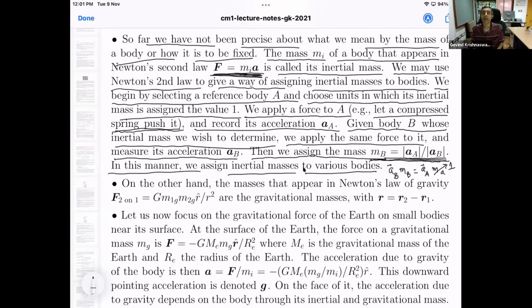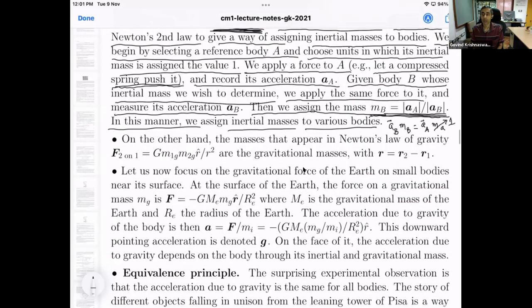We are familiar with some of the properties of this mass, that if you divide a body into two, a uniform mass distribution into two, then both of them have the same masses and so on. Or if you combine two objects, the inertial mass of the composite system is the sum of their masses. So this definition of mass does have some nice properties. And so in any case, we are going to work with this definition.